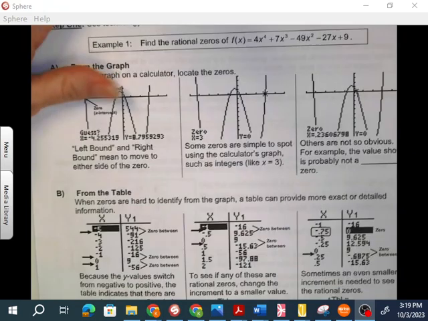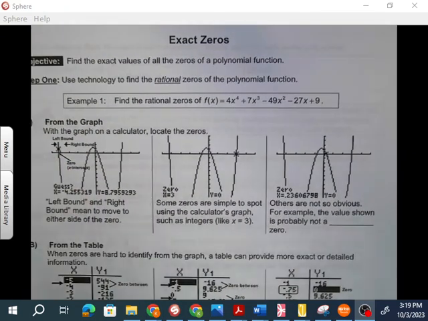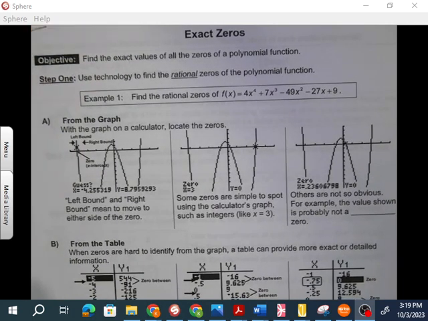So you should have this page, exact zeros. All right, and you need your calculator. We're going to use our calculator as an aid, but not to help us with everything, because we can't use it for everything. Because the objective here is to find the exact values for all of the zeros of a polynomial function. So Friday we talked about the degree.